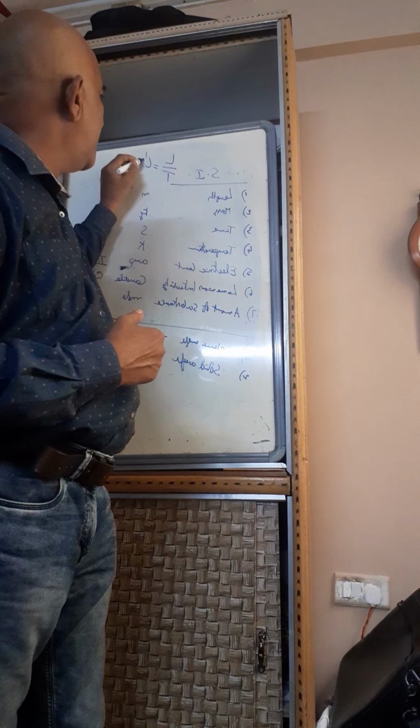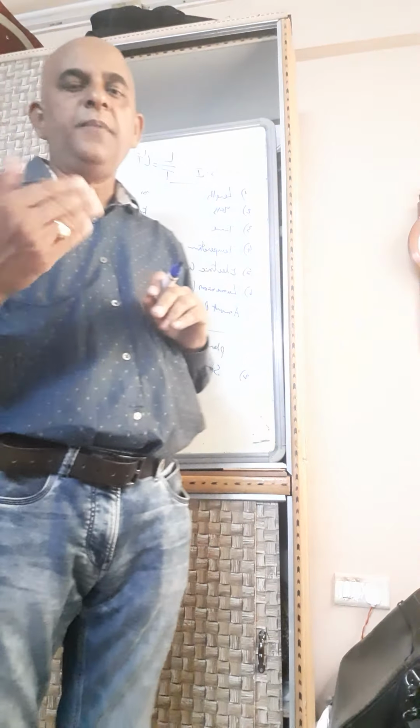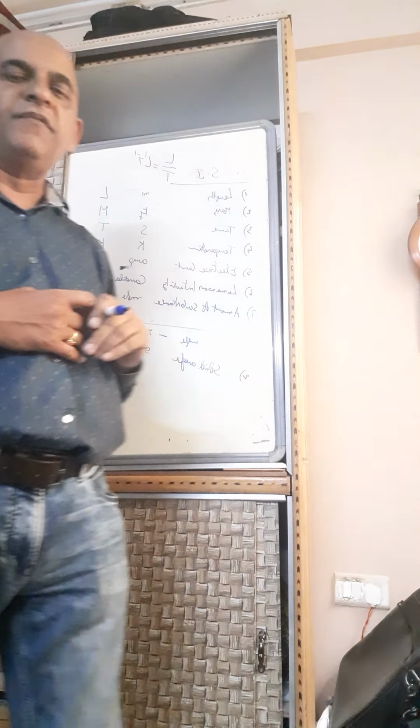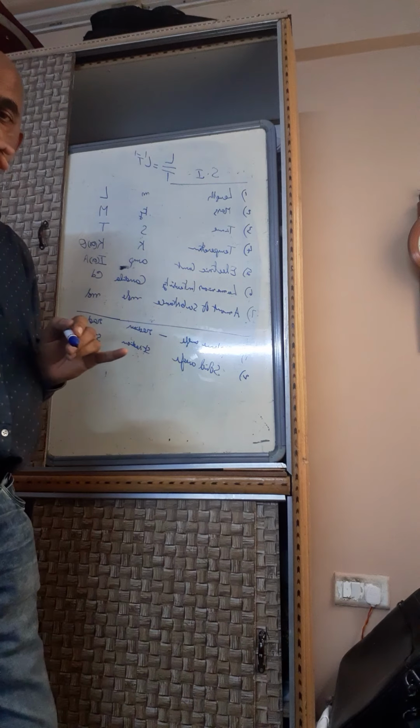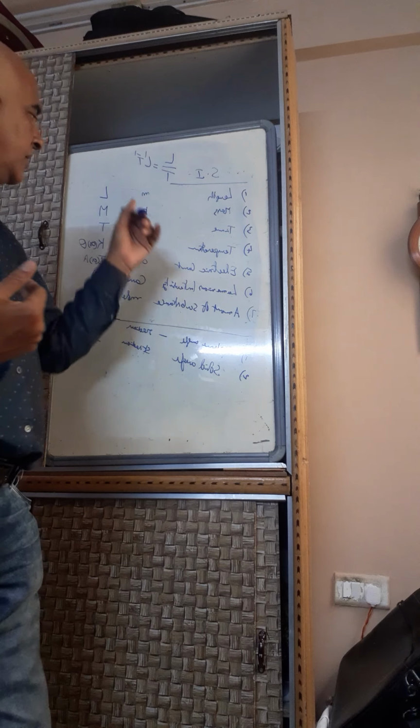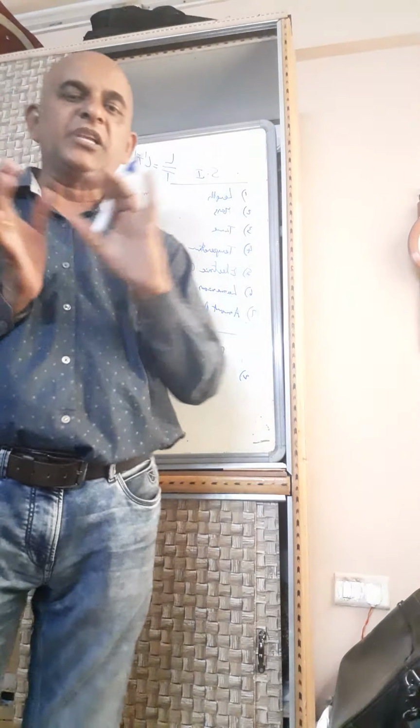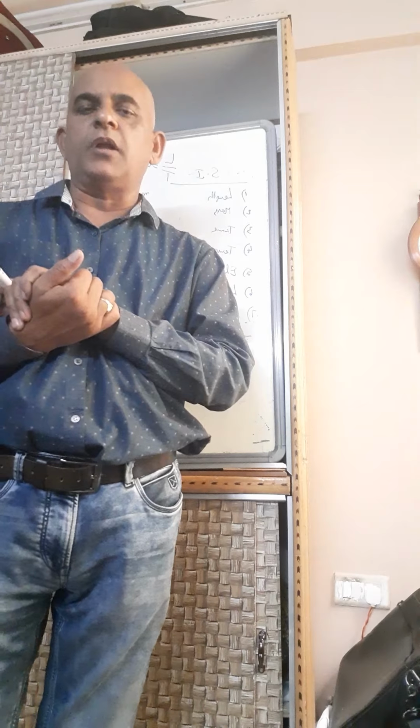So L1 T power minus 1 is the dimensional formula for velocity. Like that, we can represent derived physical quantities by using these symbols. That expression is called the dimensional formula.